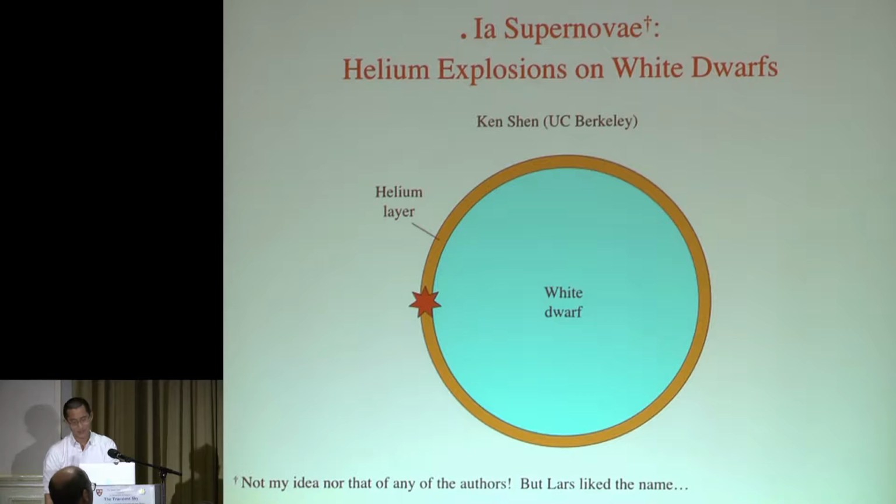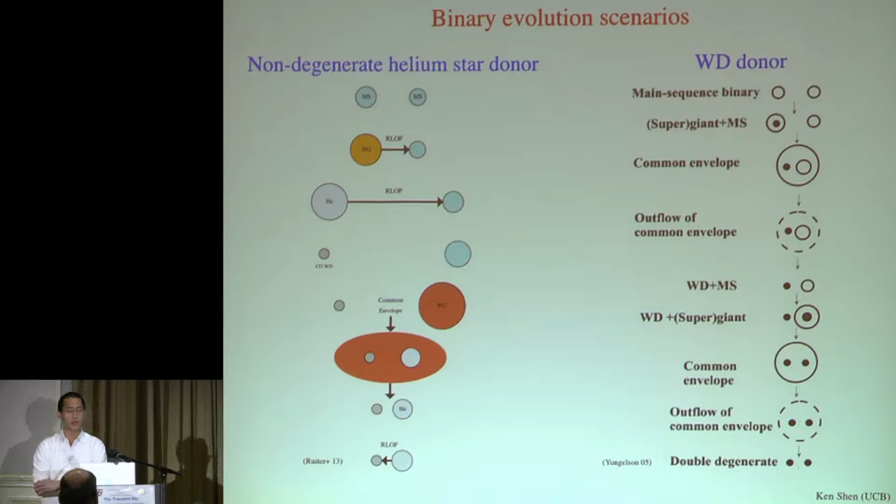Okay, so how do you get helium onto white dwarfs in binary systems? There are two main progenitor scenarios, very directly analogous to the type 1A case, where you have a non-degenerate scenario and a double white dwarf scenario. Except in this case, these are helium-rich stars.